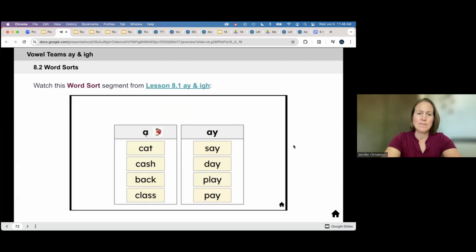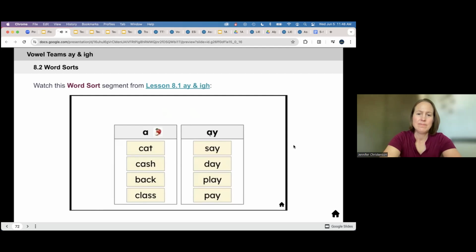Yes. The sound is a, apple. Okay, can you read this word with a? Cat. Cash. Yes. Back. Yep. Class. Very good reading. Okay, so now read everything here with the A sound.